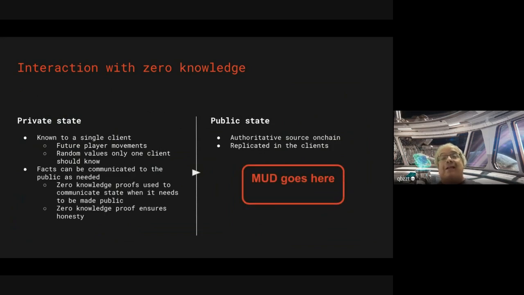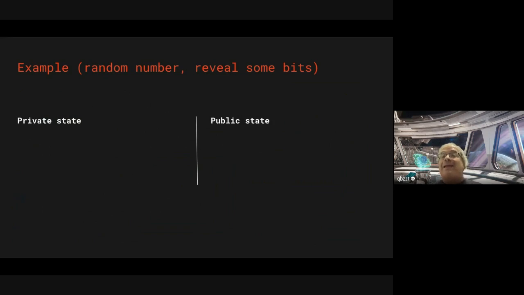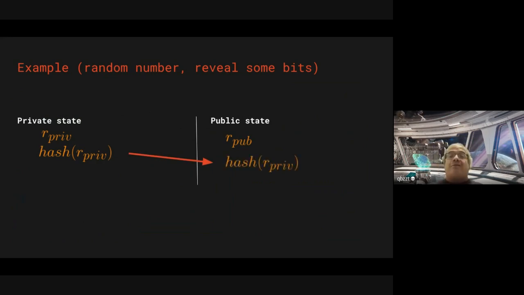The public state needs an authoritative source, which typically lives on chain, and it is replicated in the clients. This is where MUD can help you. We can hold the public state. We can make it easier than using Solidity storage. Here's an example. A random number, and you need to reveal some bits. There are two numbers. There's rpriv, which only one player knows, and then there's rpub, which is somehow derived on chain. Everybody knows rpub. The player then calculates the hash of rpriv and sends that to the public state so that everybody else also knows about it.